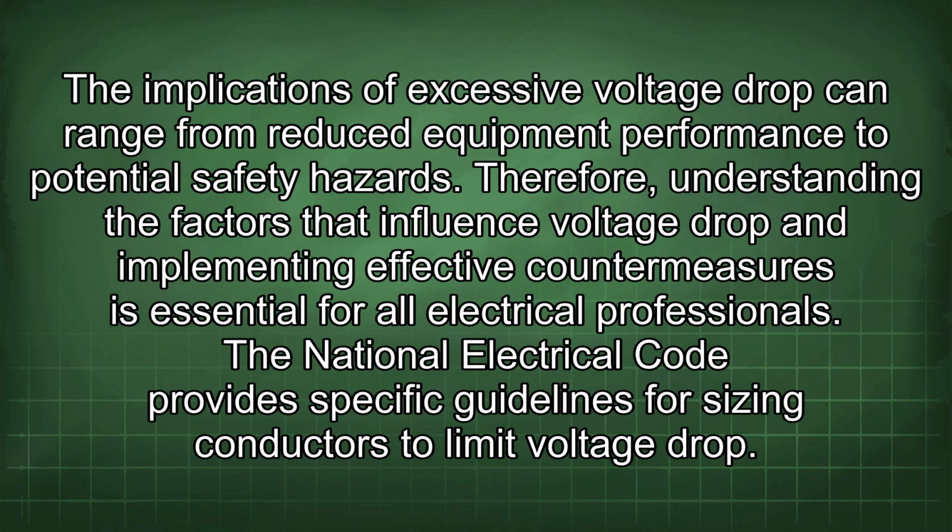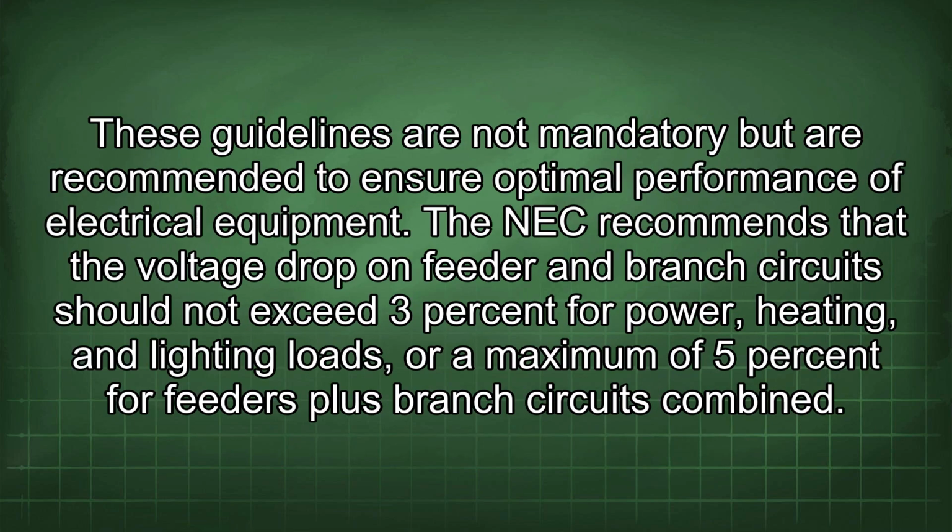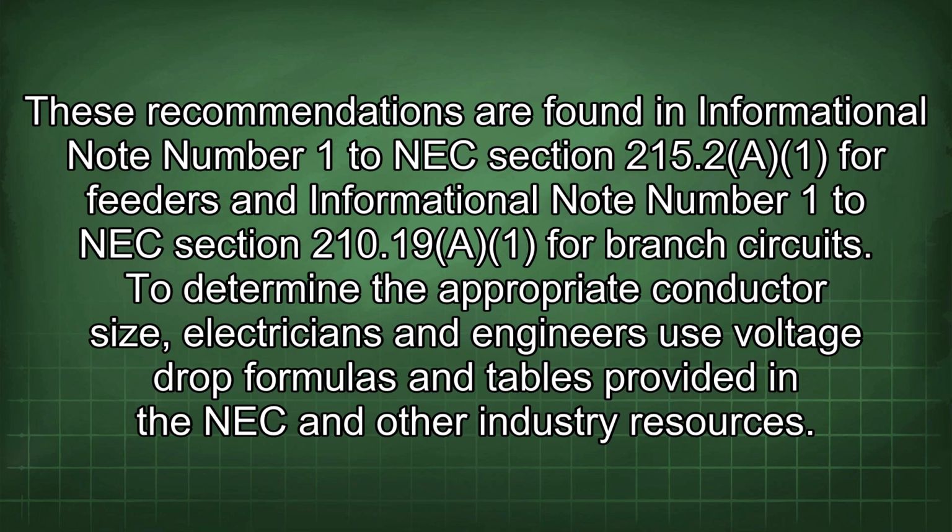The National Electrical Code provides specific guidelines for sizing conductors to limit voltage drop. These guidelines are not mandatory but are recommended to ensure optimal performance of electrical equipment. The NEC recommends that the voltage drop on feeder and branch circuits should not exceed 3% for power, heating, and lighting loads, or a maximum of 5% for feeders plus branch circuits combined. These recommendations are found in Informational Note No. 1 to NEC Section 215.2(A) for feeders and Informational Note No. 1 to NEC Section 210.19(A) for branch circuits.